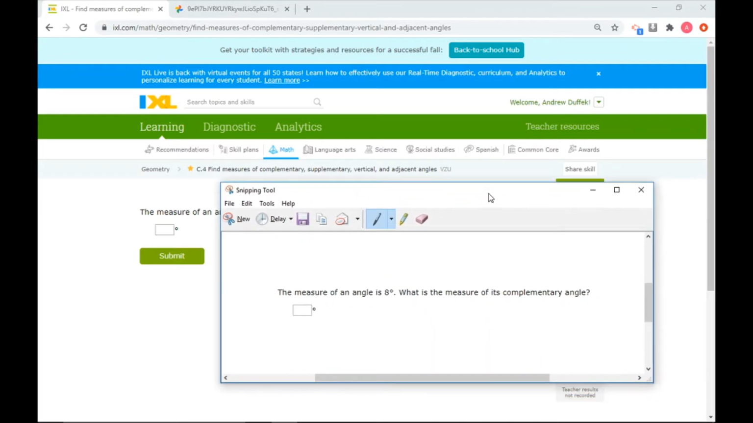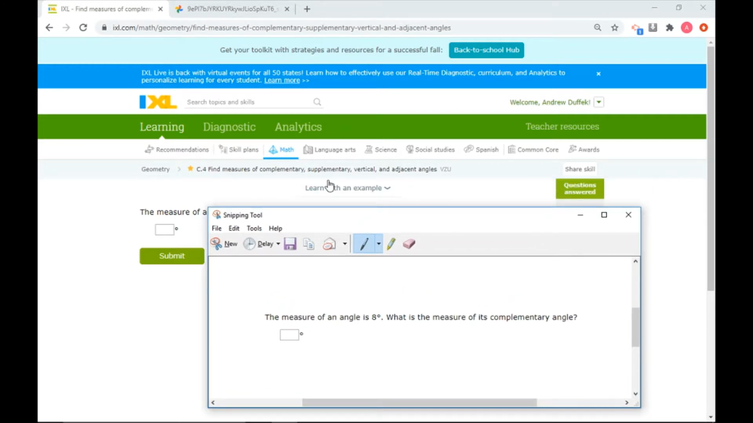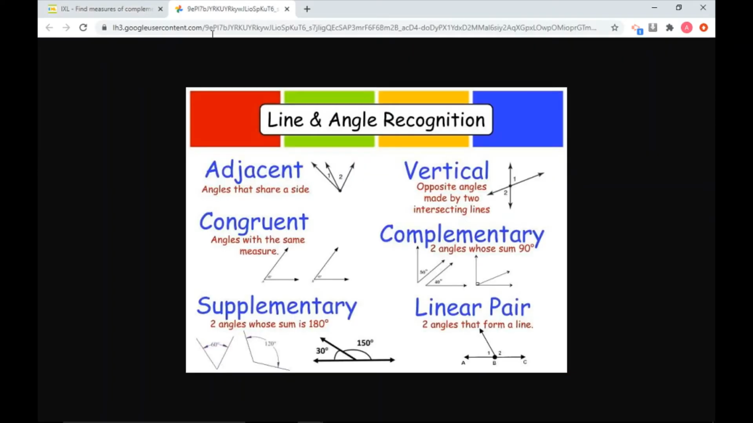So today I am back with IXL C4 under geometry, which is find measures of complementary, supplementary, vertical, and adjacent angles. What's really going to help you coming into this IXL is knowing some of these terms and what they mean. I just did a simple Google search and a bunch of tables came up, and I liked this image particularly well.